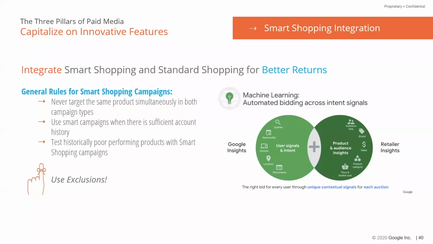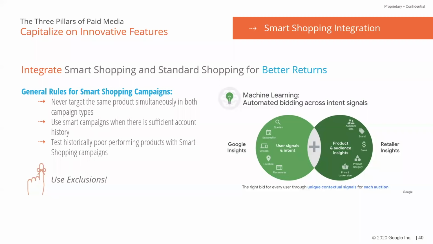So before I break down how they work together and when you should use standard shopping campaigns over smart shopping campaigns, some quick notes and some general rules of thumb for smart shopping campaigns. You never want to use two products or a single product simultaneously in both smart shopping and standard shopping. You don't really want to use the same product in multiple campaigns in general, regardless of campaign type, but this is especially true for smart and standard shopping. There's a very real chance that your product will just not show at all. So be mindful of that.